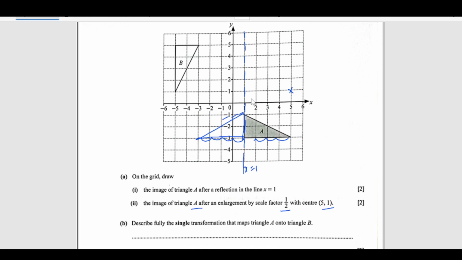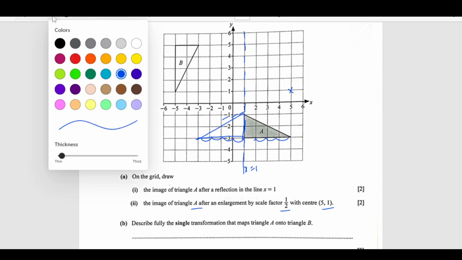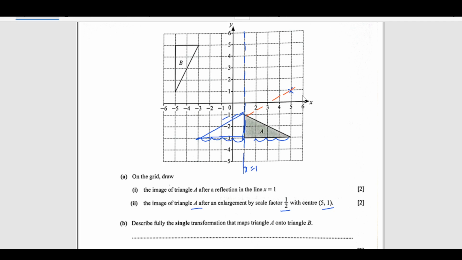Use your ruler. Let me take another color. Yeah, so join from here all the vertices of this triangle like this. Use your ruler like this.